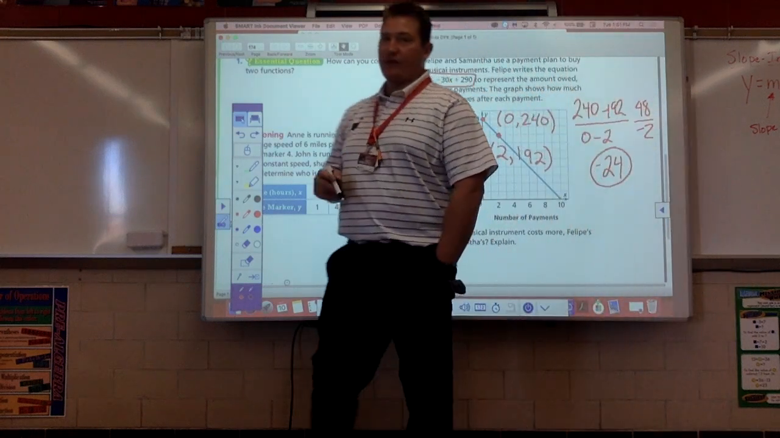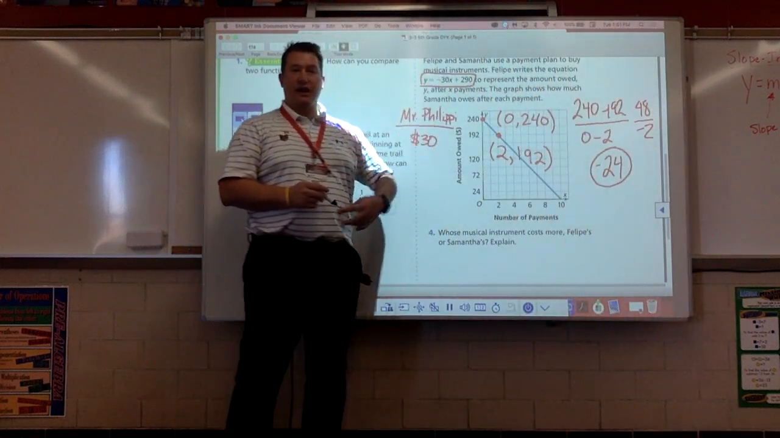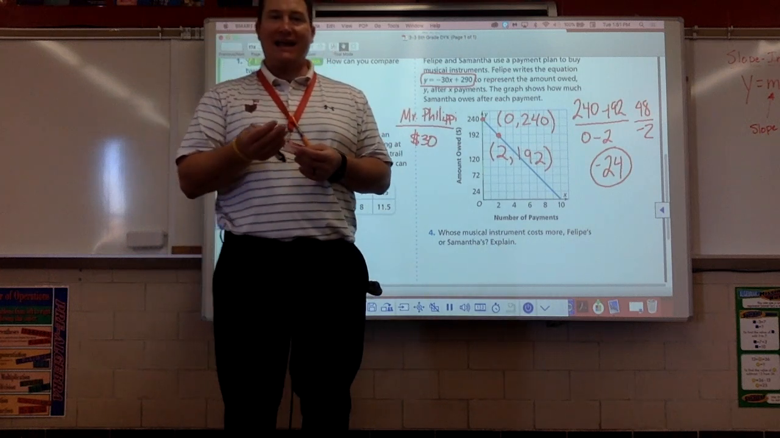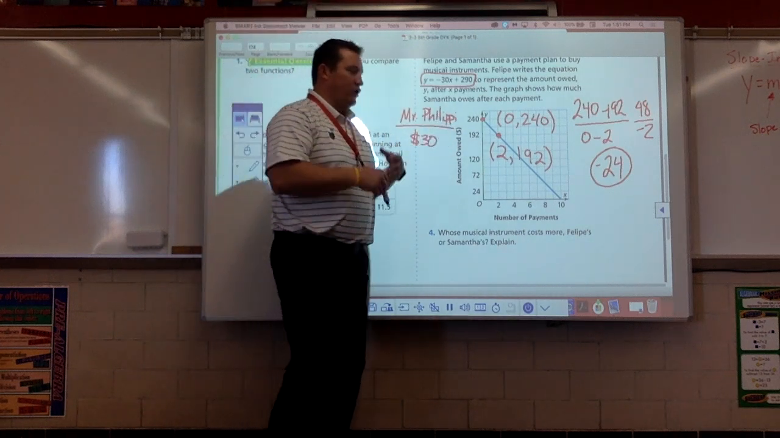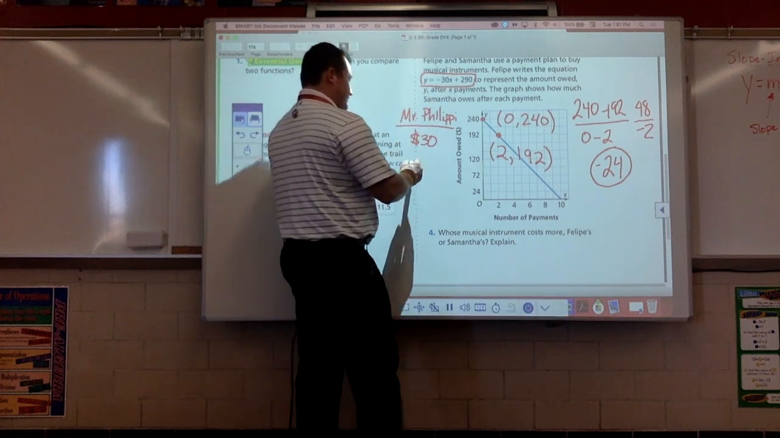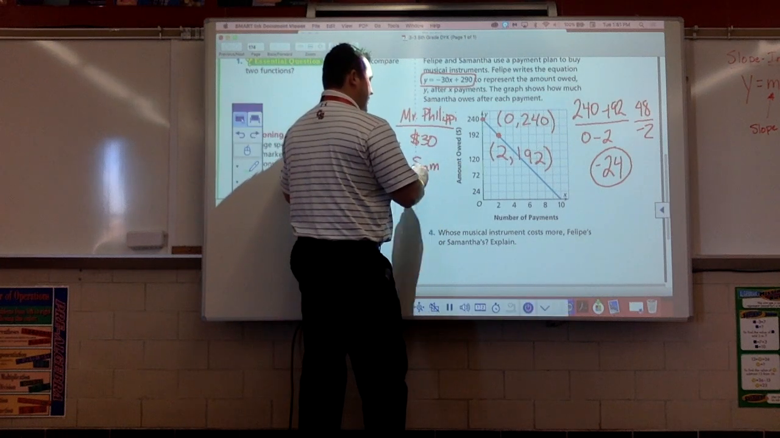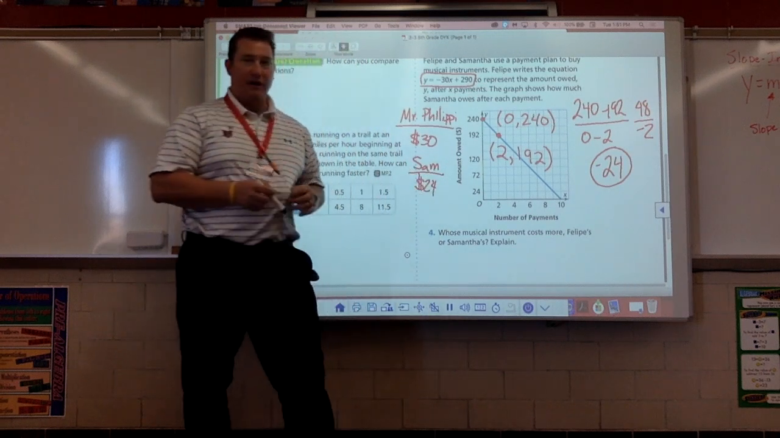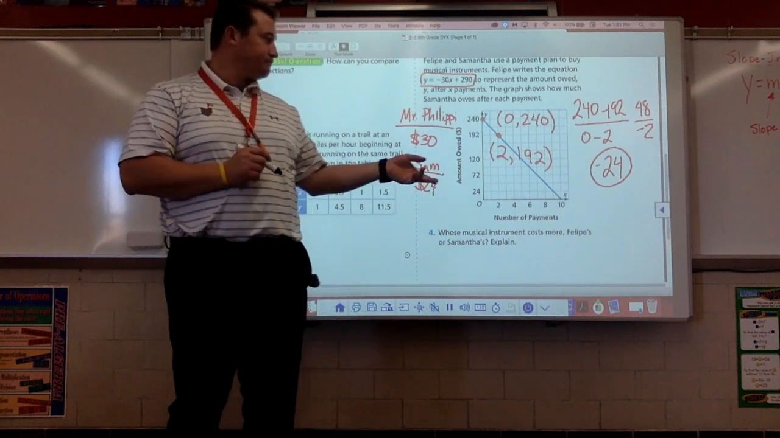Again, the slope of Mr. Felipe's line is negative 30. That just represents how much money we're paying each month for that instrument. You can't really pay negative $30 for something, right? So how much is Sam paying? $24 a month.